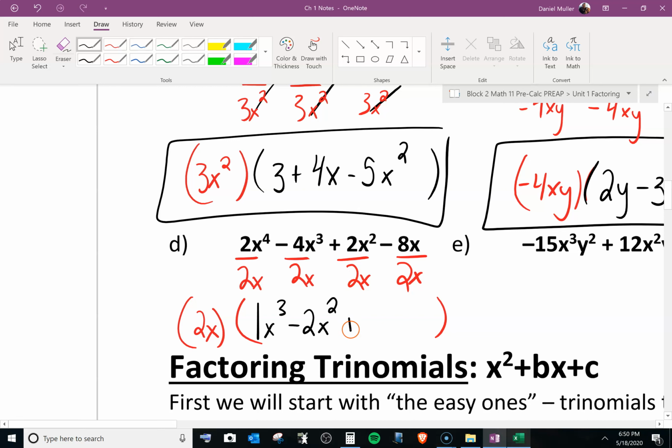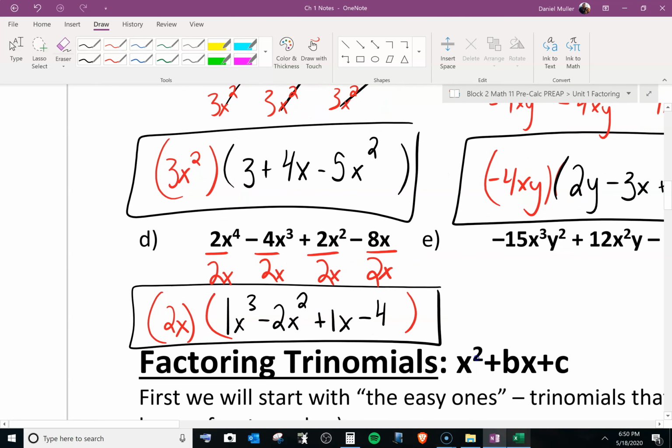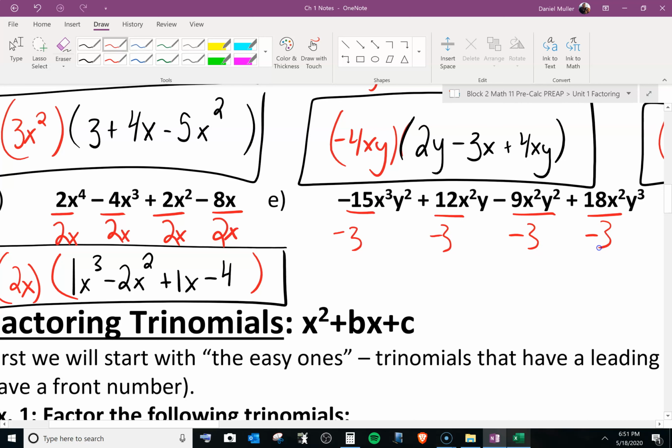2 over 2 is 1. x squared over x is an x remaining. And then negative 8 over 2 is negative 4, and the x's are gone. So this is considered fully factored for common factoring. Now this one, 3? Can I take a 3 out? I have to take a negative because the first one's a negative. So I'll take out a negative.